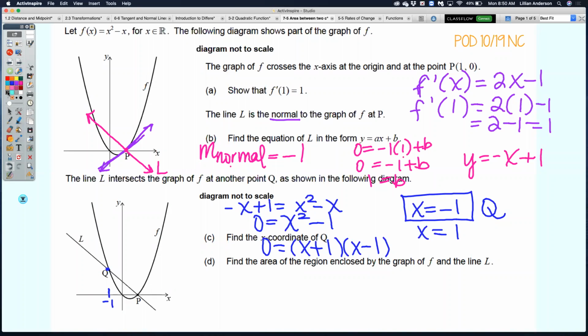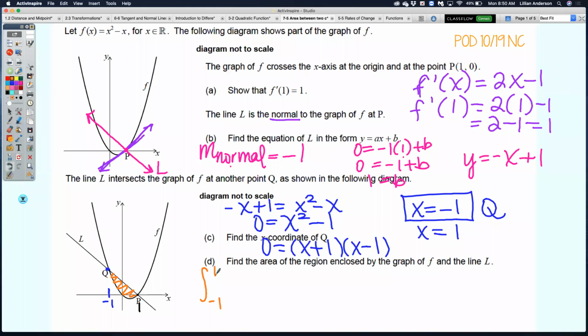So since that's a negative 1 for Q and P is at positive 1, it's asking me to find the area of the region enclosed by the graph of F and the line L. This is what you guys watched the video on last week. You find the area in between two curves. The formula for the area between two curves says the integral from the start of the area to the end of the area.